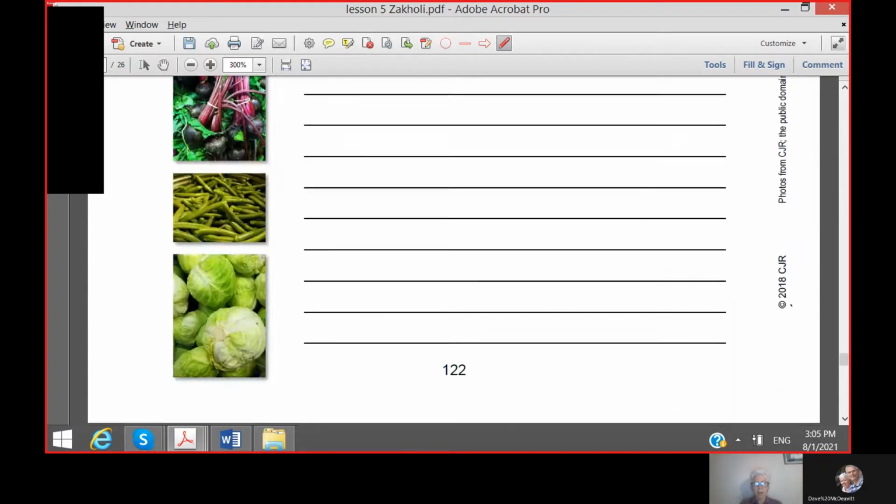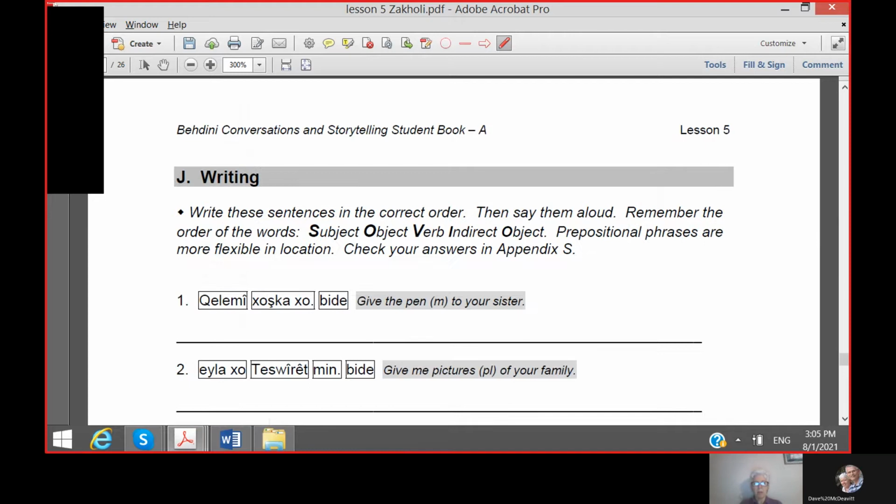All right, then the next page, 123, you have a writing assignment. Write these sentences in the correct order, then say them aloud. Remember the order of the words is subject, object, verb, indirect object. And the subject of an imperative is the unspoken you.